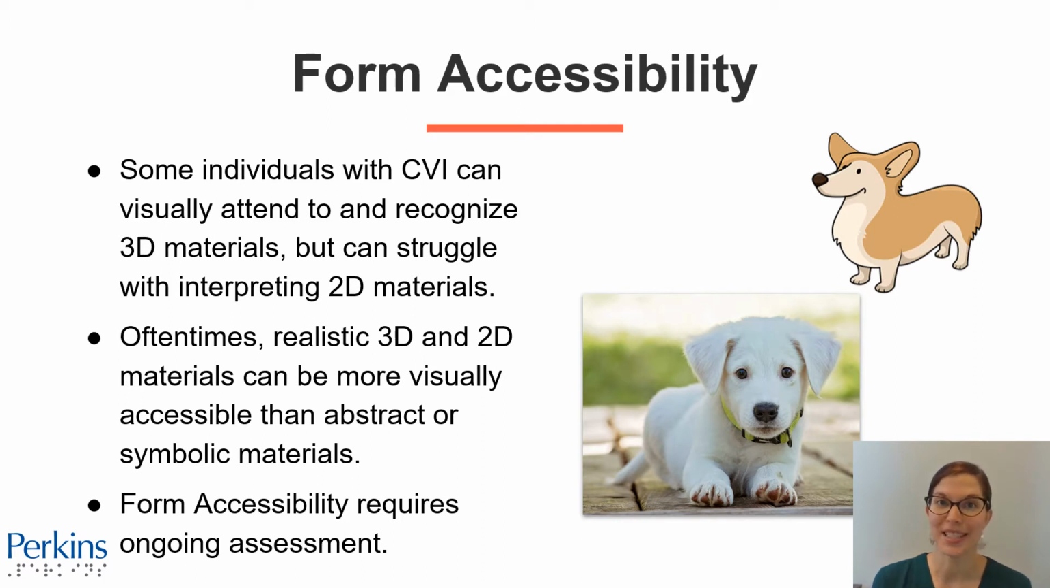Some individuals with CVI can visually attend to and recognize three-dimensional materials, but they can struggle with interpreting two-dimensional materials. Oftentimes, realistic three-dimensional and two-dimensional materials are more visually accessible than abstract or symbolic materials. And form accessibility requires ongoing assessment. In this slide, you can see a photograph of a cute little dog, and it's a clear photograph, so usually easier for our students to know that that's a dog if they're ready for two-dimensional. And then you can also see a more symbolic colored version of a dog, and that can be harder for our students to look at that image and still know that it's a dog.